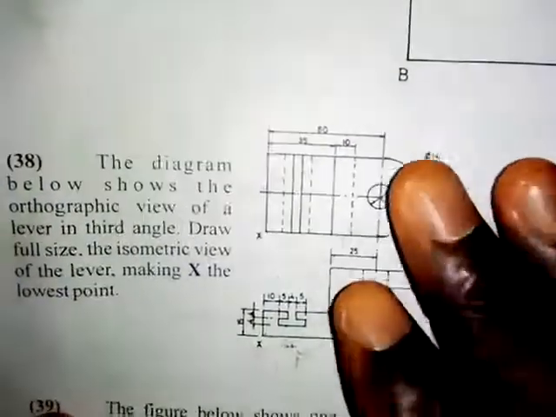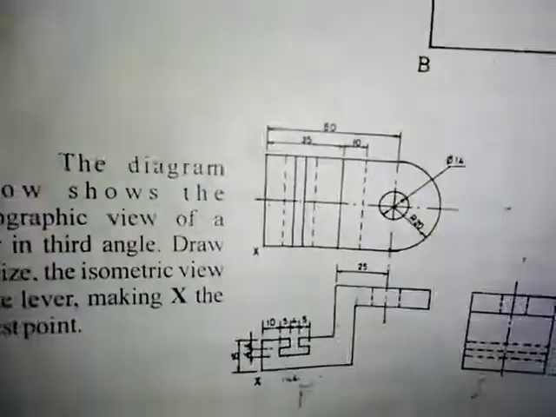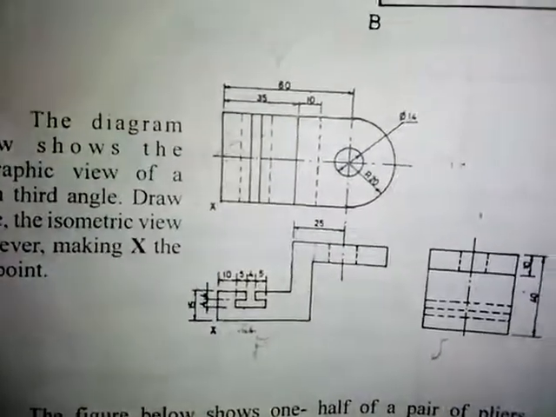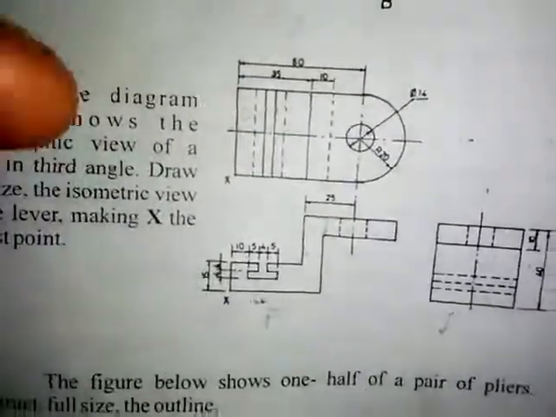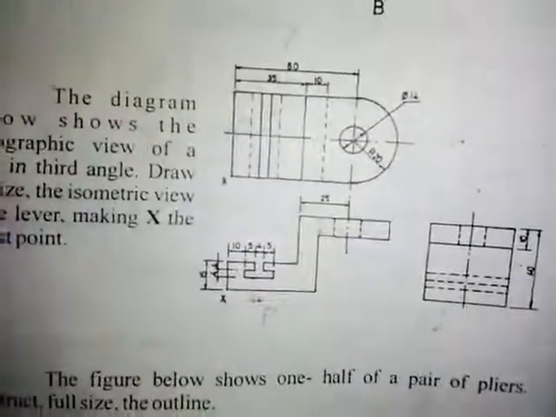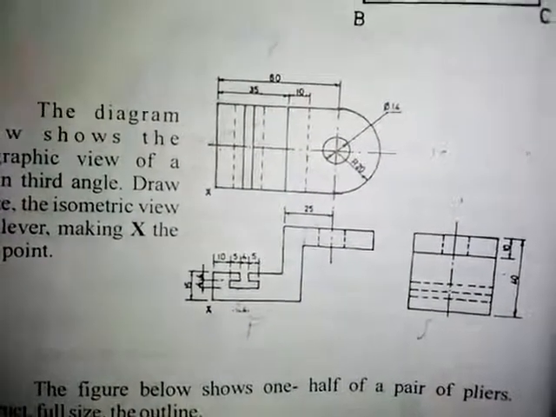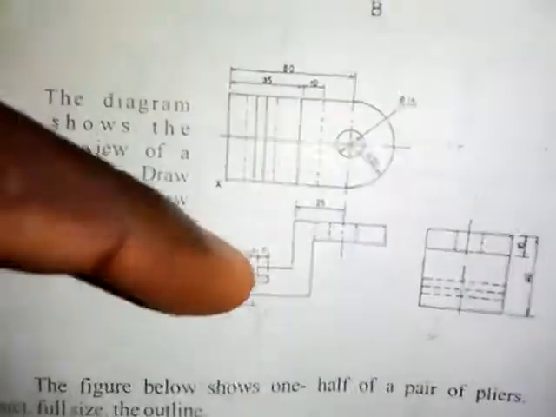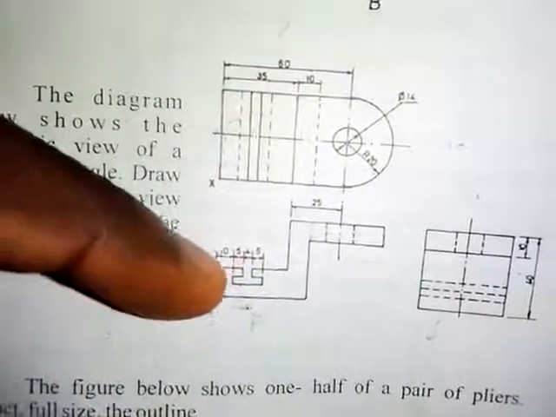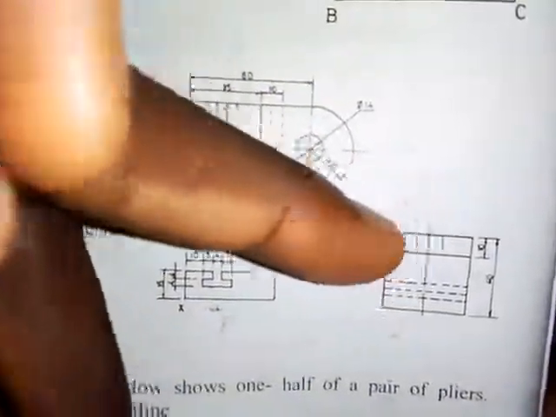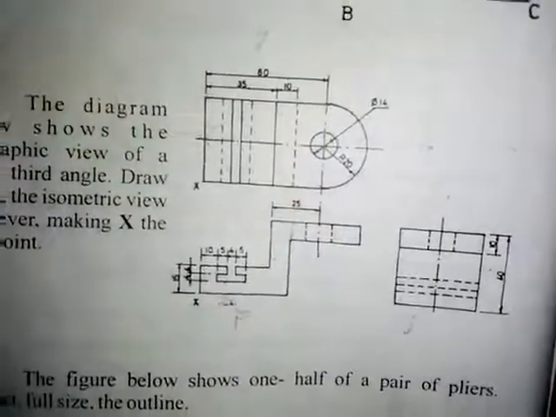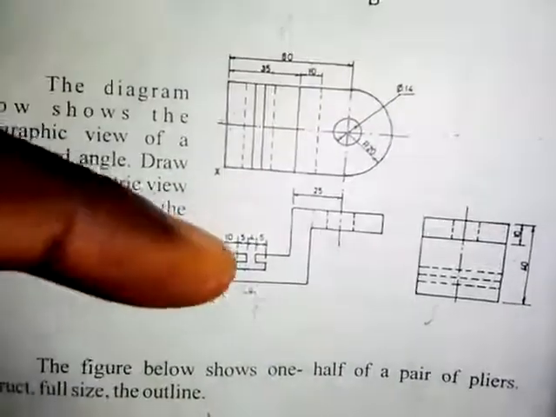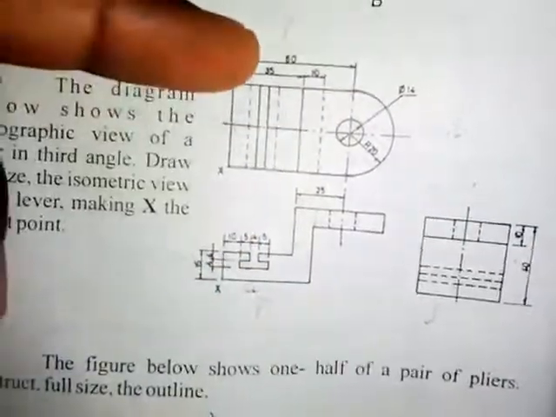Alright, what we are given here is the orthographic views of the lever as mentioned in the question, and the orthographic views are drawn in third angle. As you know, in third angle projection we have the plan above the front elevation and the end elevation is always beside the front elevation, unlike in first angle projection in which we have the front elevation being above the plan.